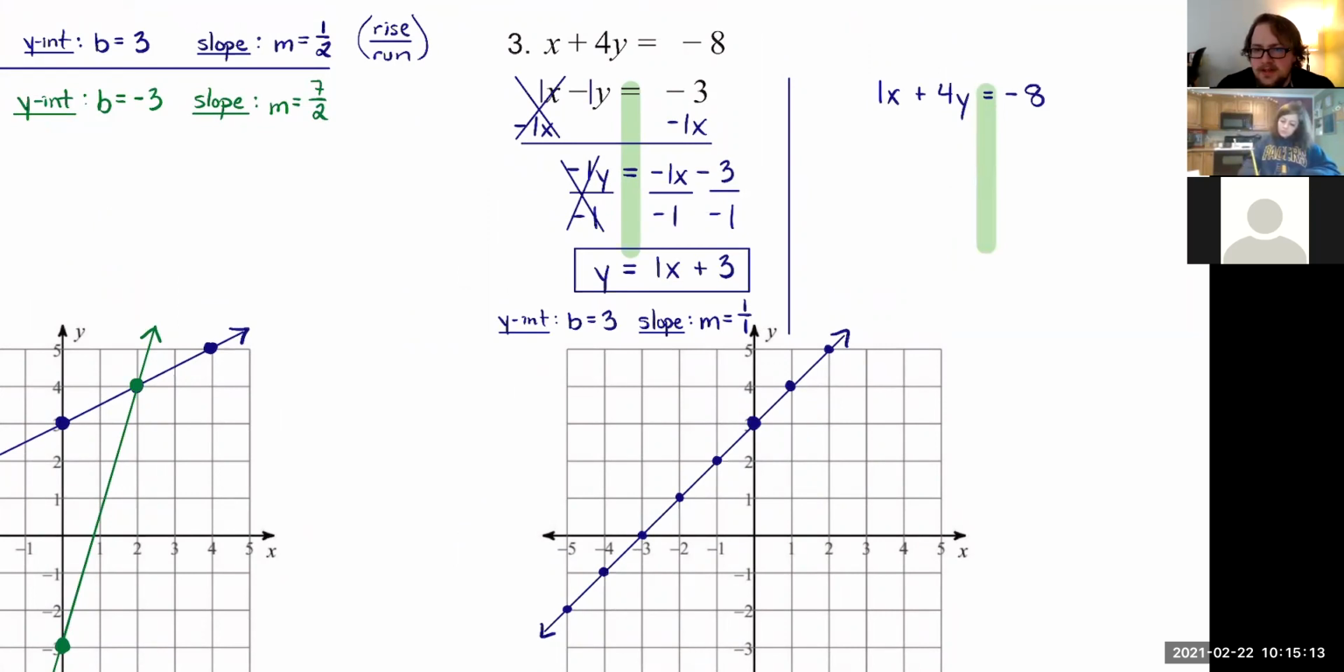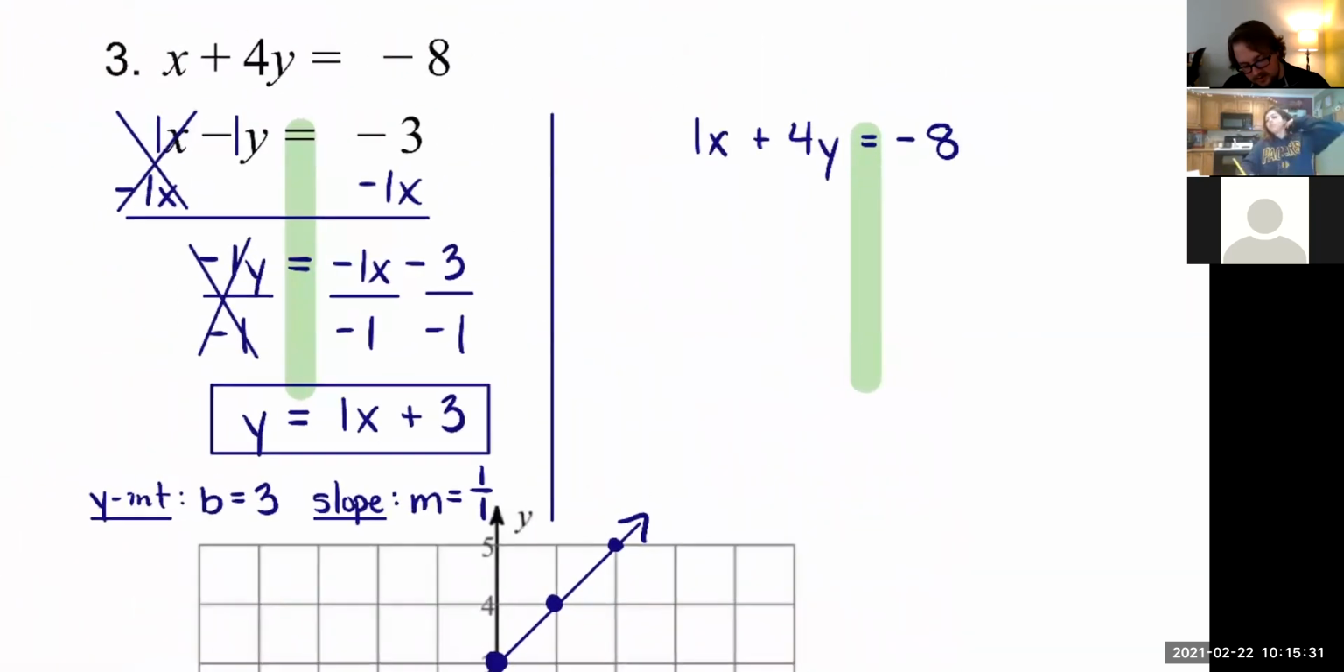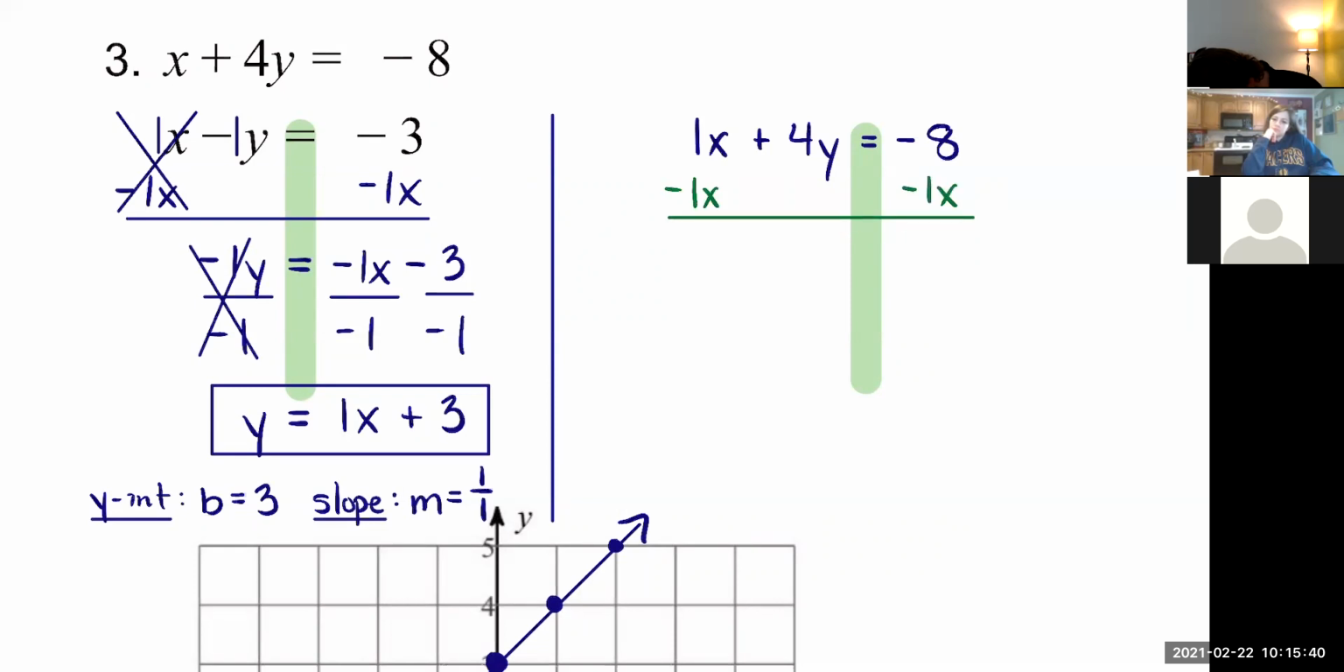That gives us our first linear equation. All we have to do is repeat a similar process for the second. So same goal, we're really trying to get the y by itself. So on the second one here, I'm going to subtract 1x from both sides. Which leaves me with 4y equals -1x minus 8. And then I'm going to divide every term by +4.